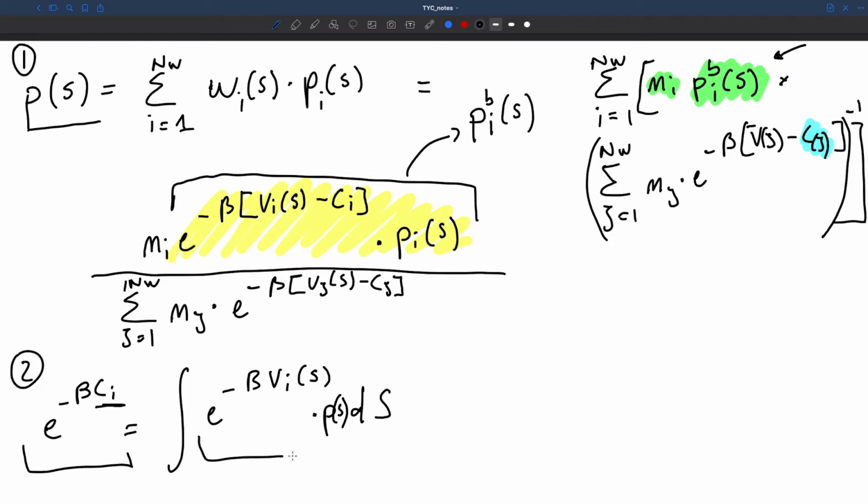Something that I'd like to point out is that these constants Ci will be window dependent. So there will be one of these equations per every window. However, the P of s is the global one. So this is not the unbiased probability density in window i. It's the global unbiased probability density. So it's the P of s indicated here on the left side of the equal sign.